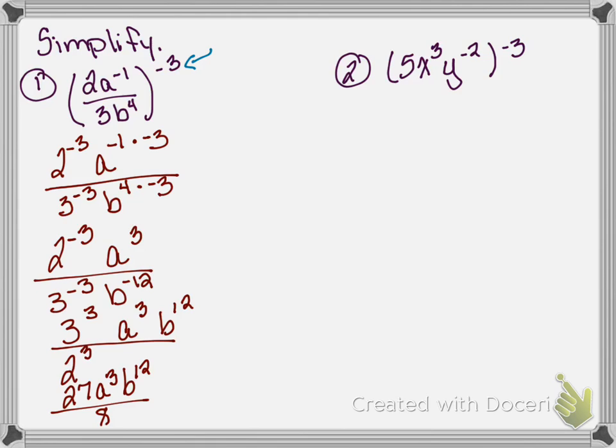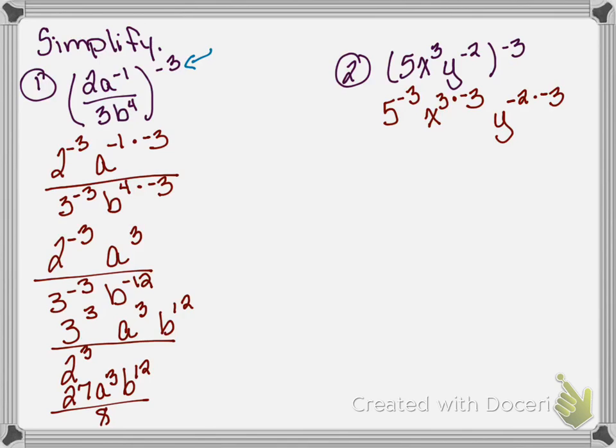Okay. So let's look at number 2. I've got the -3 on the outside of the parentheses. So what that means is I've got to give that -3 to everything inside the parentheses, including the numbers. So I'm going to have 5 to the -3rd. Then I'm going to have x to the 3 times -3, because a power to a power, we multiply. So that's 3 times -3. Then I have y to the -2 times -3.